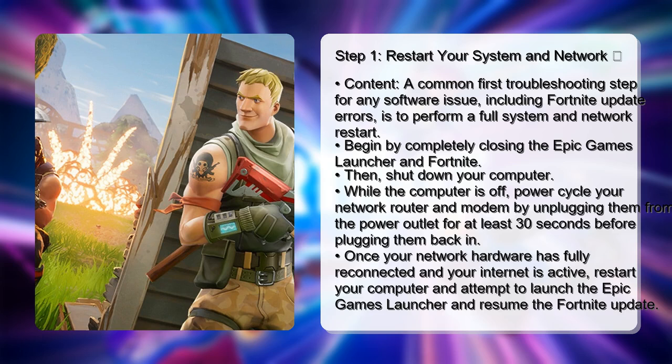Step: restart your system and network. A common first troubleshooting step for any software issue, including Fortnite update errors, is to perform a full system and network restart. Begin by completely closing the Epic Games launcher and Fortnite, then shut down your computer. While the computer is off, power cycle your network router and modem by unplugging them from the power outlet for at least 30 seconds before plugging them back in. Once your network hardware has fully reconnected and your internet is active, restart your computer and attempt to launch the Epic Games launcher and resume the Fortnite update.